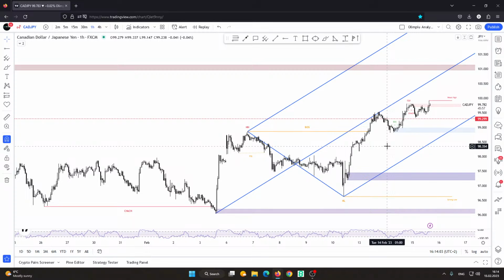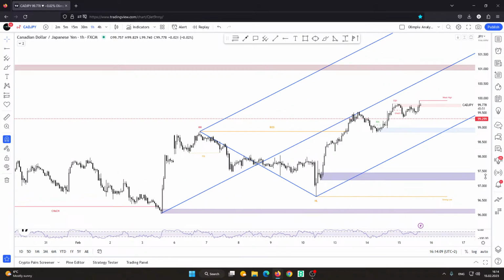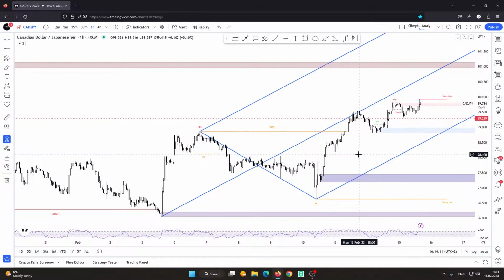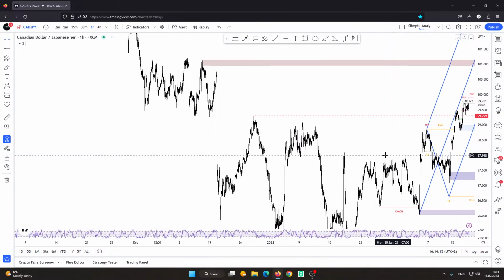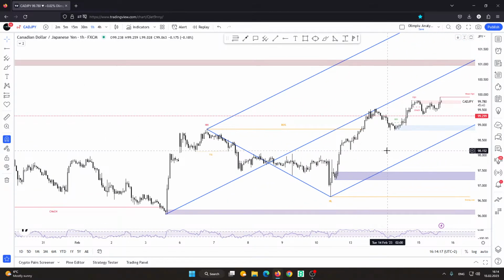That's why you need confirmation. I know, yeah, I'm talking a lot about confirmation, but this is the thing, yeah. This will help you to maybe become a profitable trader if you use a set of rules, if you have a strategy, if you wait for confirmation.